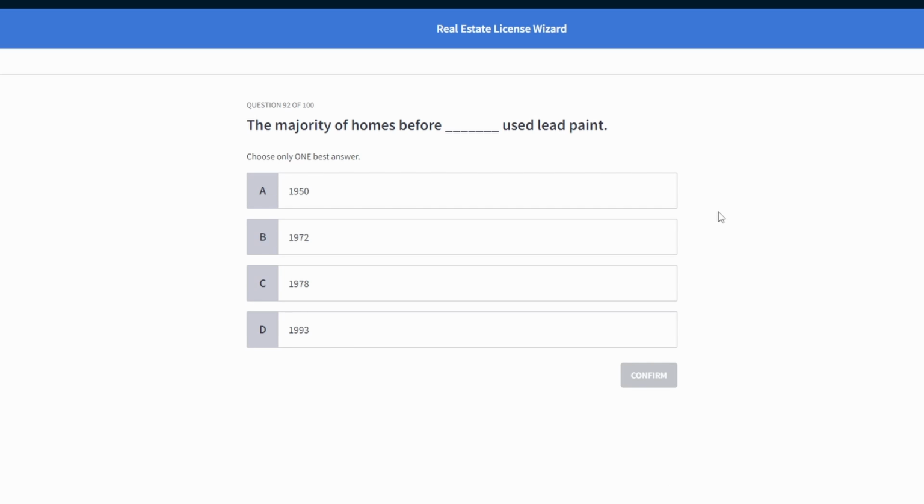All right, 92. Majority of homes before blank used lead paint. A, 1950, B, 1972, C, 1978, or D, 1993. So take some time, think about that one.